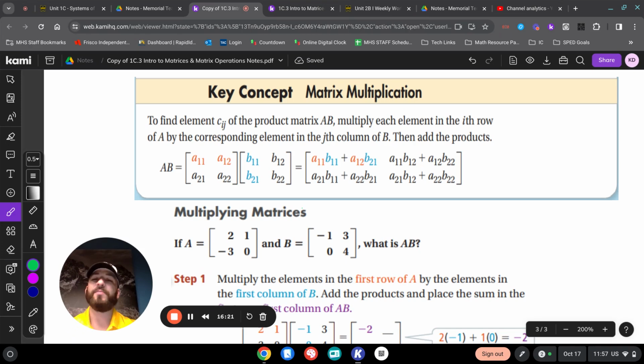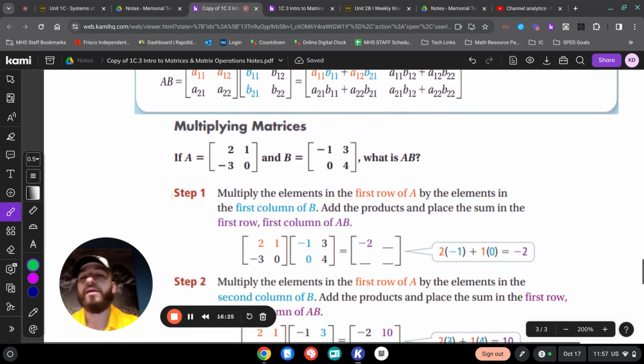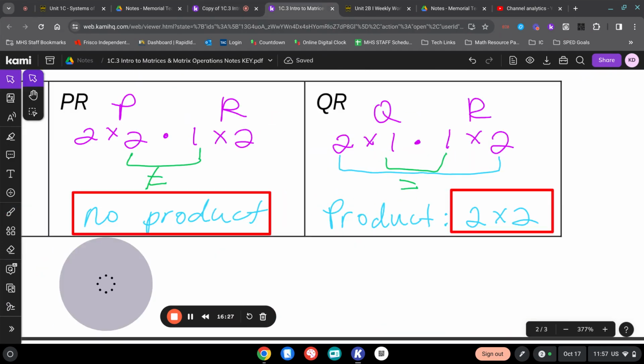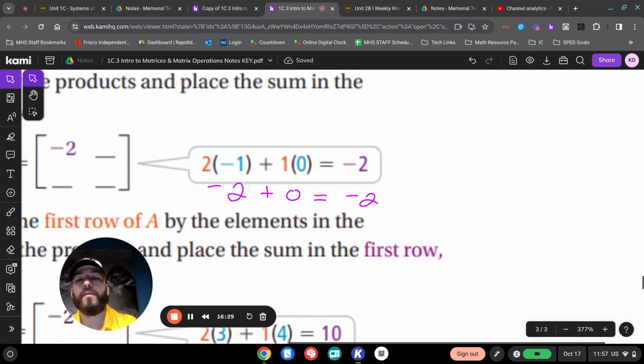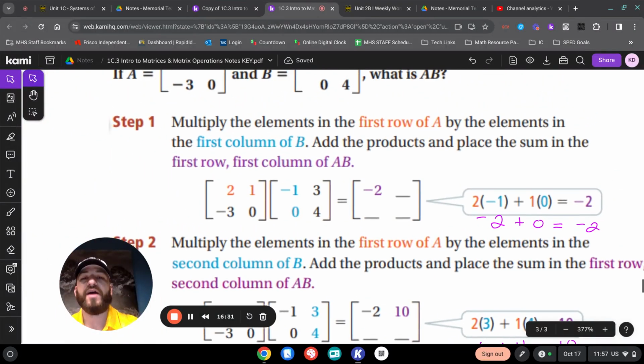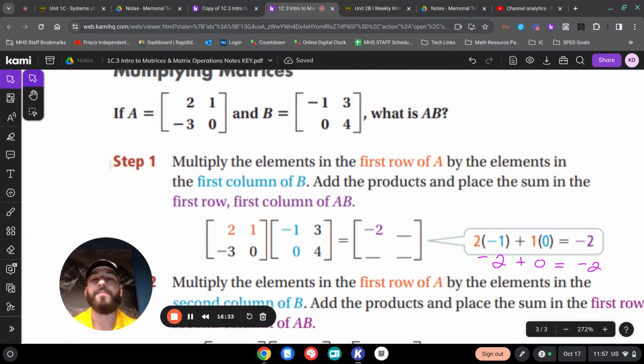Now, it's kind of weird to think about when we just see it all symbolically, so let's actually put one into practice. If we are multiplying these matrices, I have the matrix A and matrix B, and I want to find A times B. Of course, this is a 2 by 2 times a 2 by 2, so those inside pieces, columns and rows, are correct from A to B. So we are going to have a resultant matrix, and that resultant matrix should be a 2 by 2.